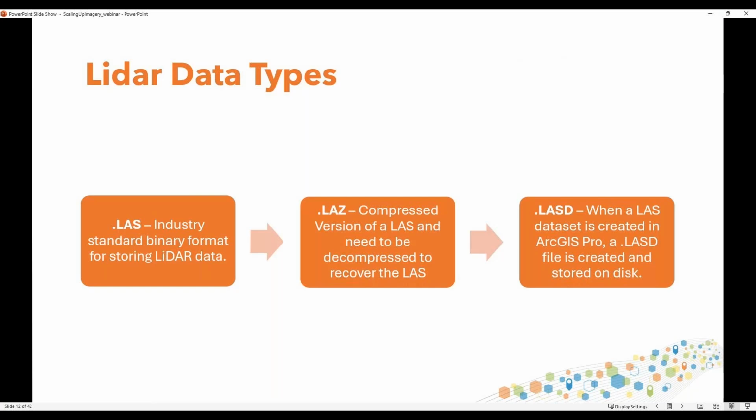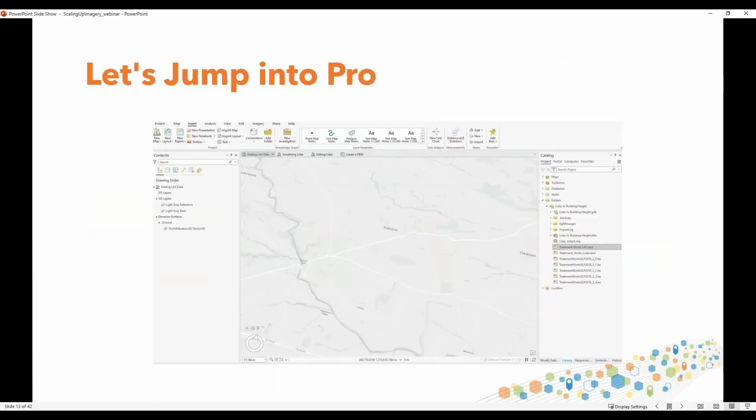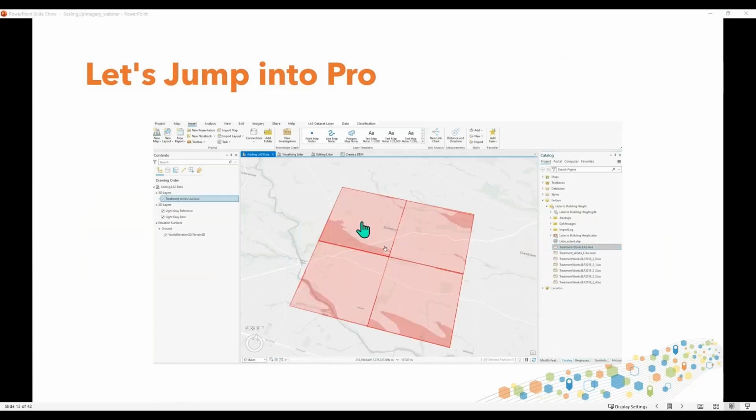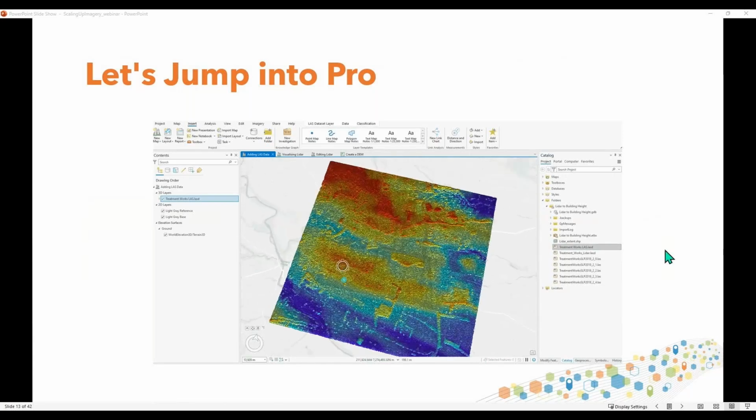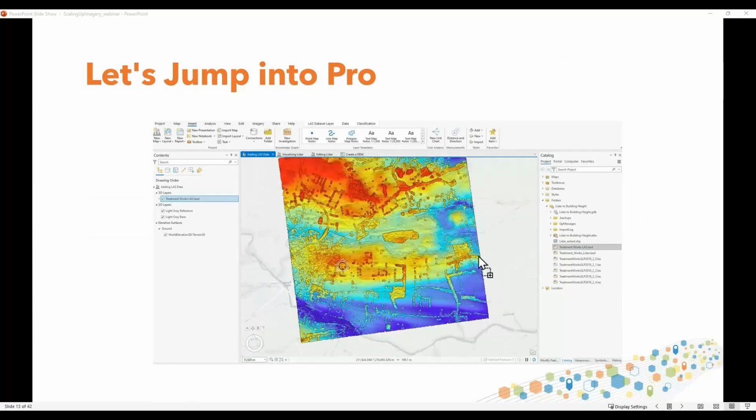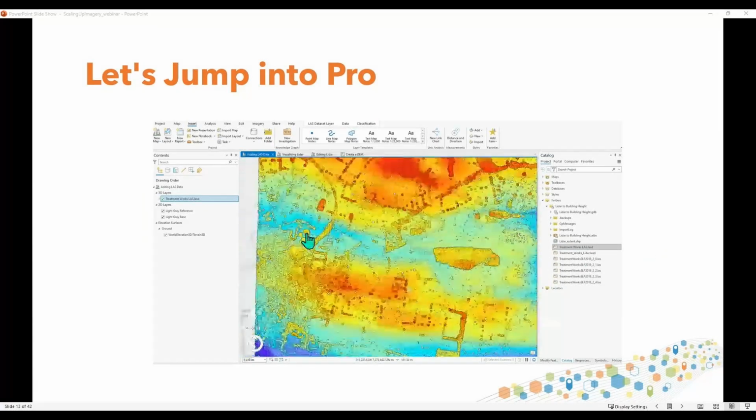And just lastly, you may see, and I use it today, a .lasd layer. Now, when you add LAS data to ArcGIS Pro, an LASD file is created and stored on your disk, and it essentially points to the underlying LAS data. So without further ado, let's jump into Pro. So first of all, I've already added in my LAS data, and it's as simple as dragging and dropping in. And once it's loaded in, we can see all of these points.